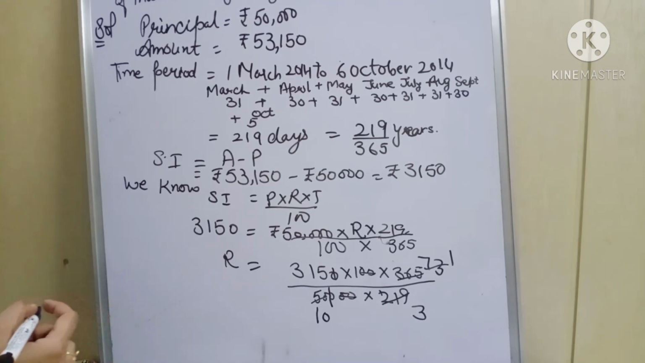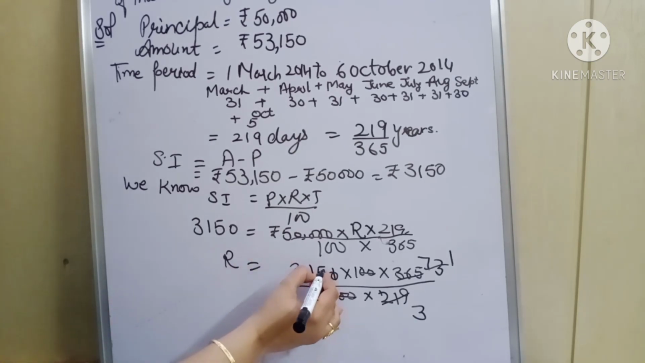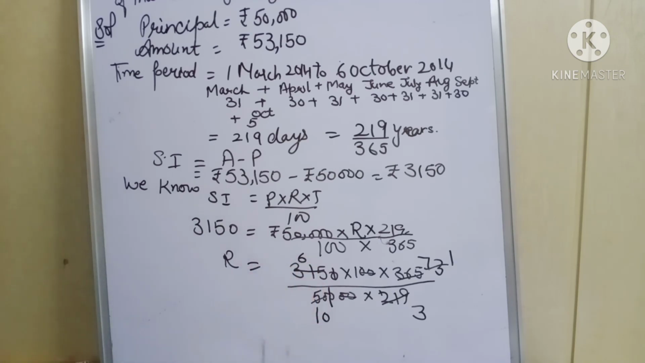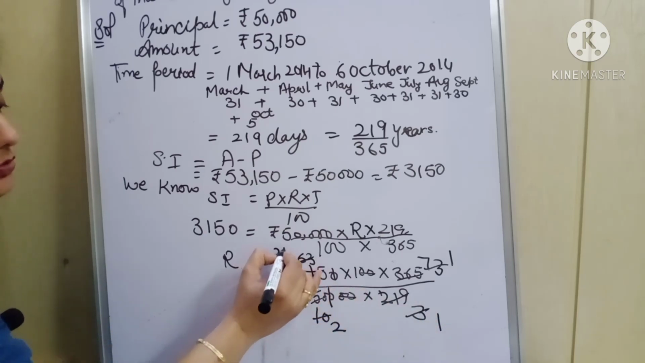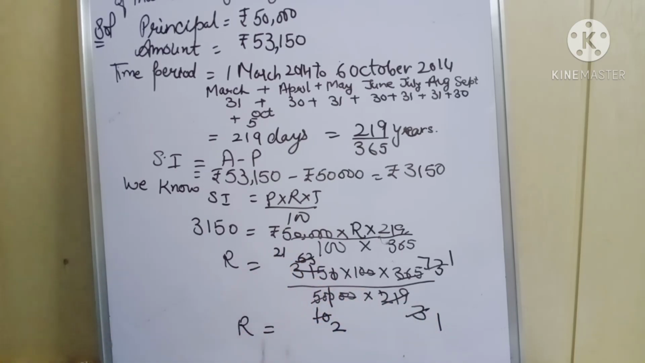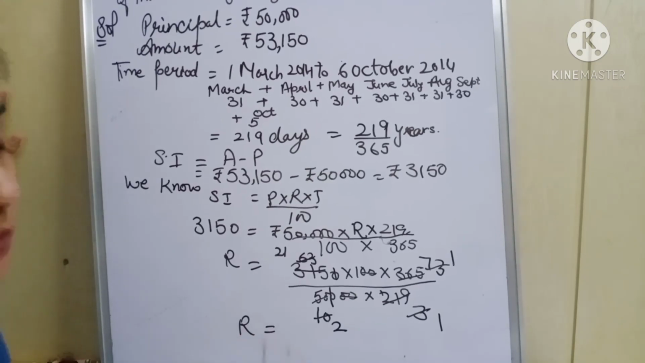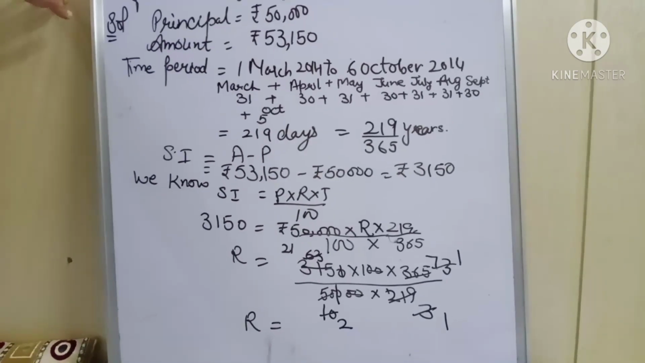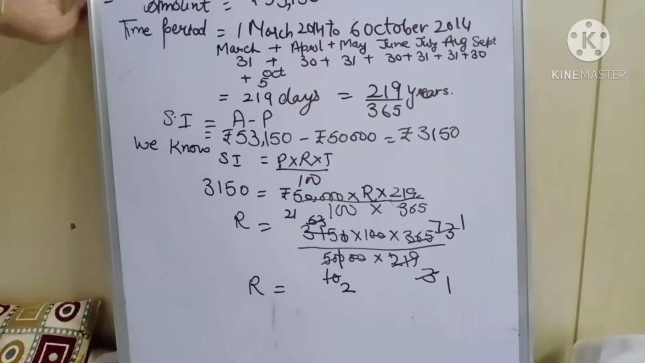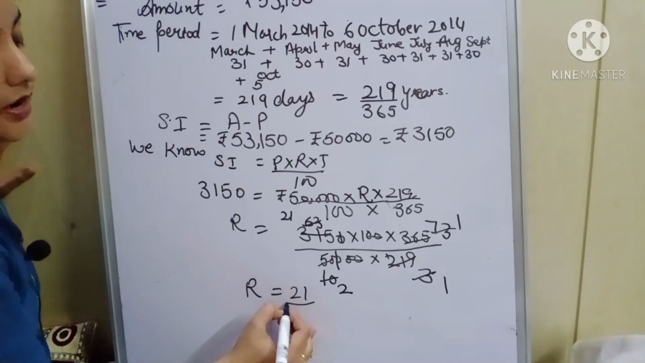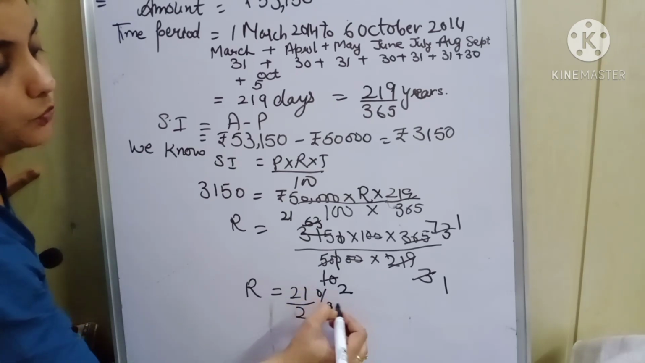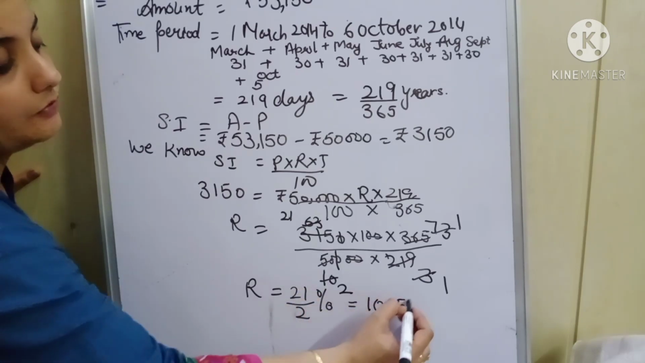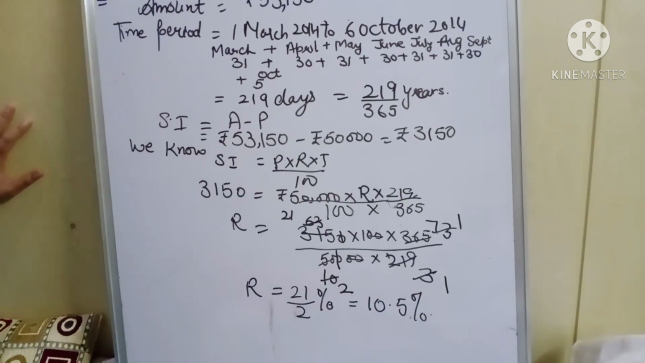Another term, on the table of 5, 6, 30, okay, 3 1s are 3, 63. Here you are getting 2. On the table of 3 ones are 3, 2, 1. So rate of interest, what are you getting? Rate of interest is 21/2. Rate of interest, what are you left with? 21/2%, or what you can say, 10.5% in decimals.